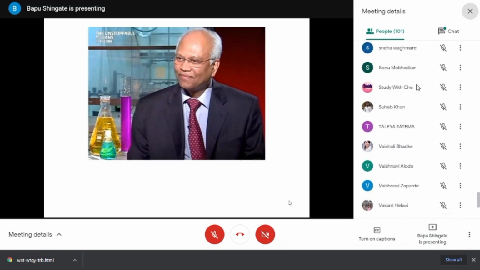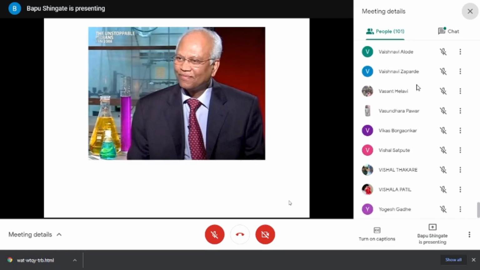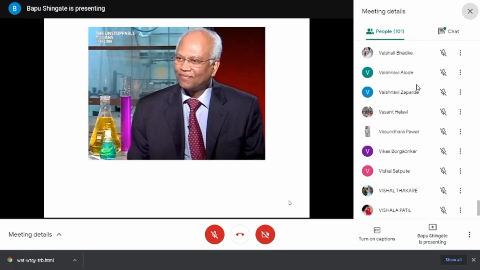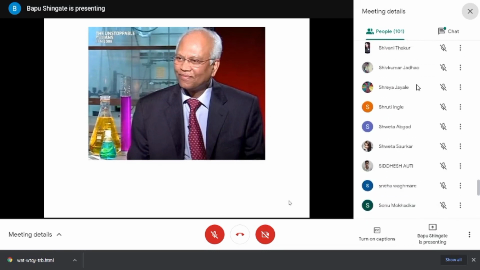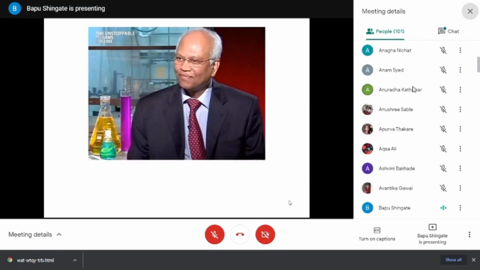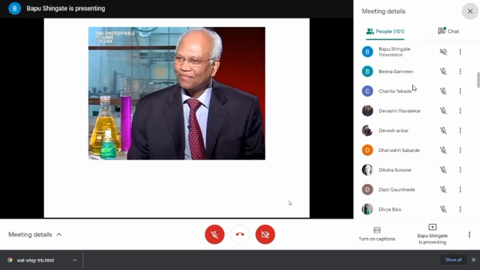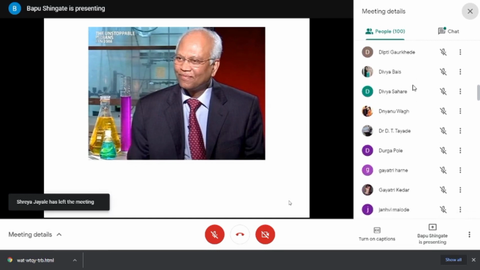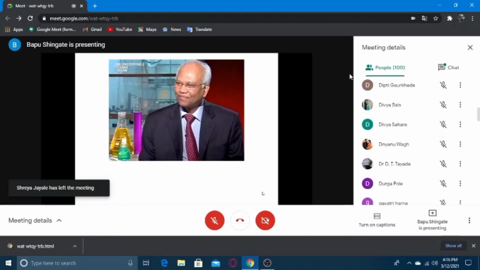And Dr. Shingate was taking his interview in Marathi. That interview was in Marathi. And I think that Marathi Sahitya Sammelan was held at D.Y. Patil College, D.Y. Patil University. And that interview was in Marathi, and Dr. Sudhir Gadgil was taking his interview.